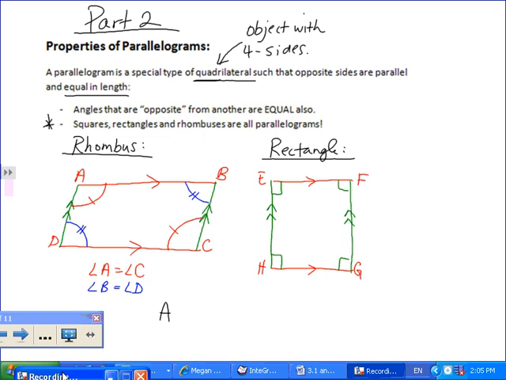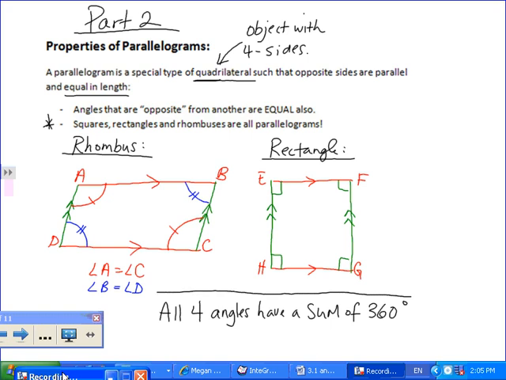So all four angles have a sum of 360 degrees. That must be true. So we can use these relationships to solve a question or prove that a quadrilateral is a parallelogram, just by knowing the relationship between the angles, that those opposite angles must be equal.